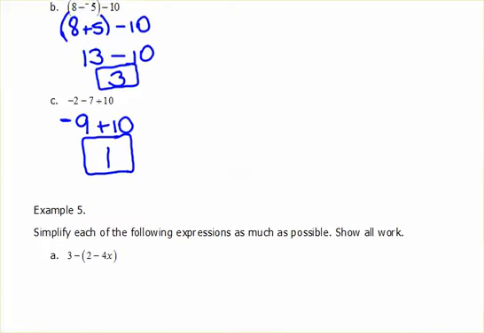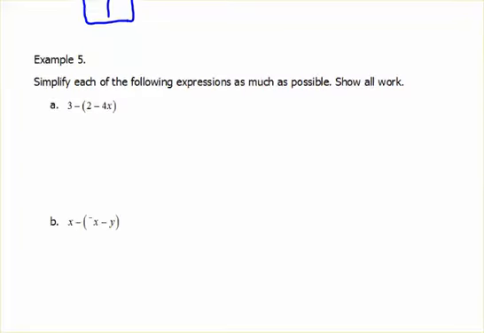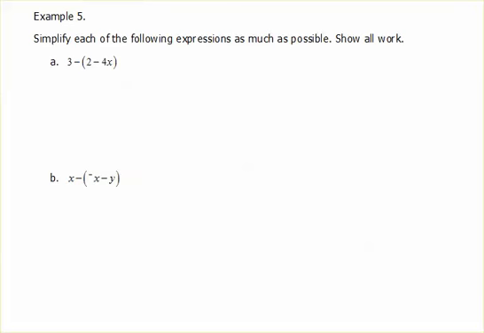Alright, let's go ahead and do example 5 while we're here, since that was pretty short. Example 5 says simplify each of the following expressions as much as possible. Show all your work. Okay, so here we have 3 minus, and then in parentheses 2 minus 4x. Well, we're supposed to do our parentheses first, that's true. But there's nothing in here to do because you cannot combine a 2 and a 4x.